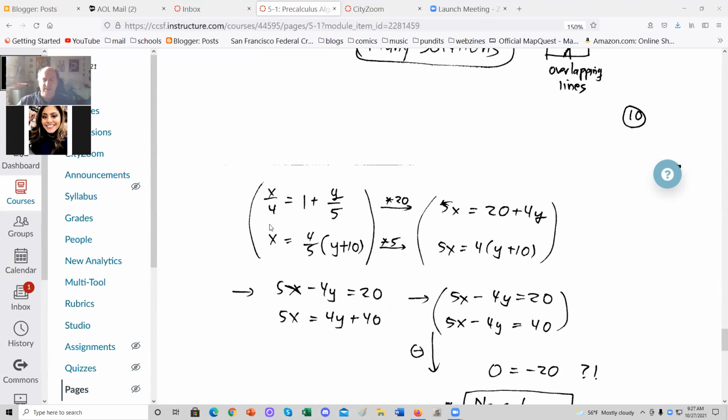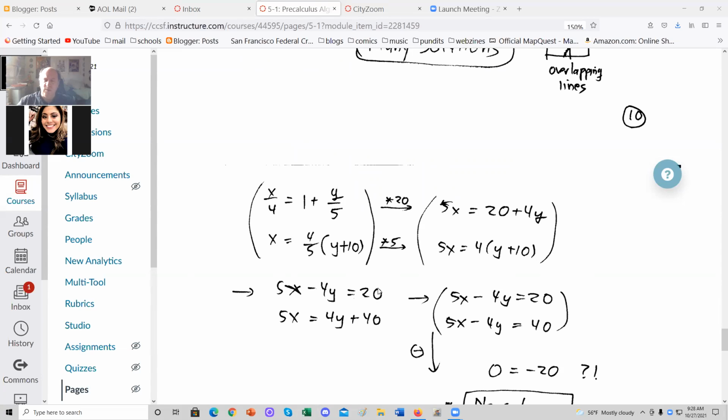Here we have a rather annoying one. x over 4 equals 1 plus y over 5, and x equals 4/5 y plus 10. Well, these denominators are annoying, so let's multiply this throughout by 20 and this throughout by 5. When you do that, you get 5x equals 20 plus 4y, and 5x equals 4 times y plus 10. Distribute this and you get 5x minus 4y equals 20.